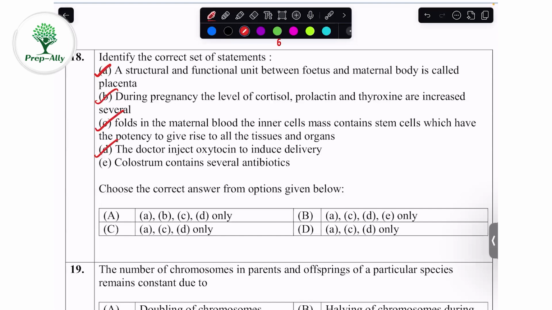E. Colostrum contains several antibiotics. Actually, colostrum contains antibodies, not antibiotics. They contain several antibodies, which is correct, but there are no antibiotics in colostrum. So option E is wrong. The correct option will be A, B, C, D.